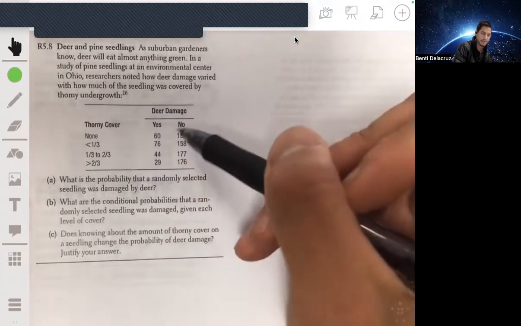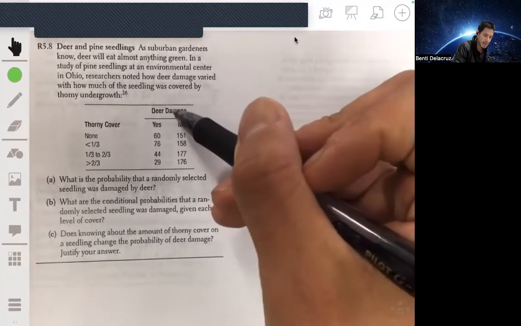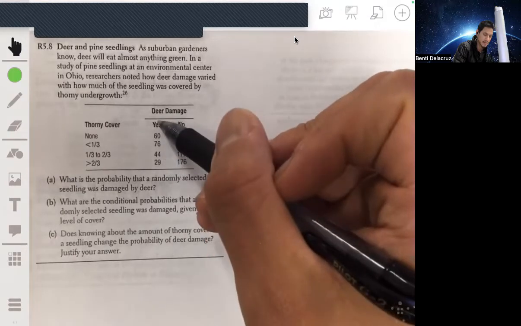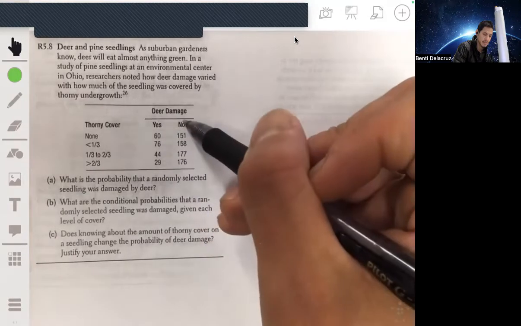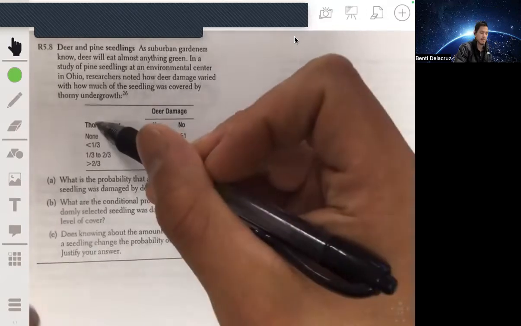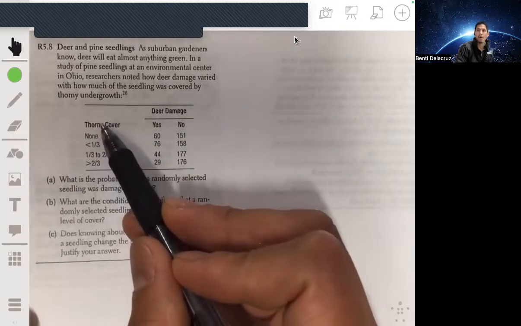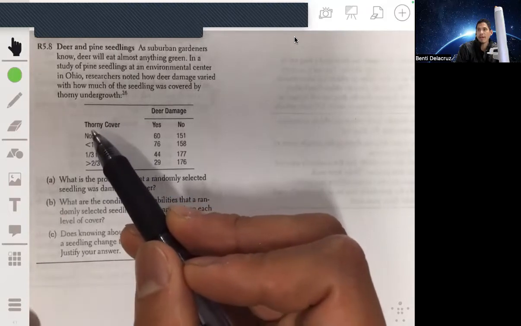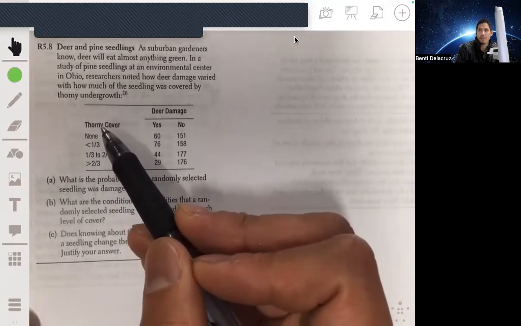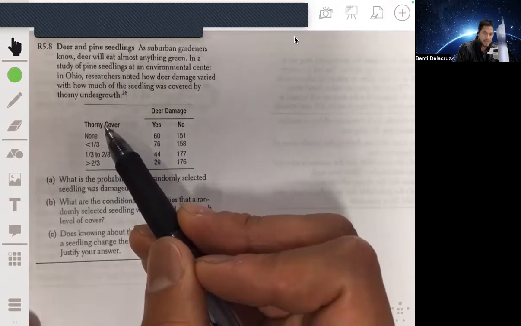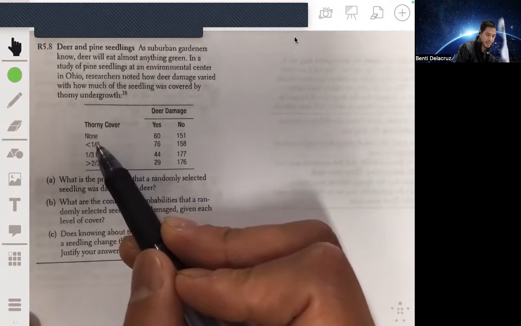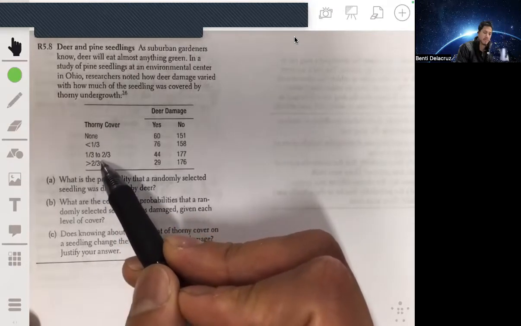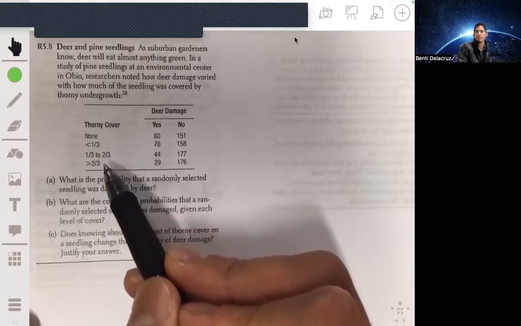All right, so here we go. Here's our data. Here we have whether or not there is damage, so yes or no in this column. In this column, it shows what proportion of the area that the pine seedlings were covered with thorny coverage: either not covered at all, less than a third covered, 1/3 to 2/3, and more than 2/3 covered with thorny cover.